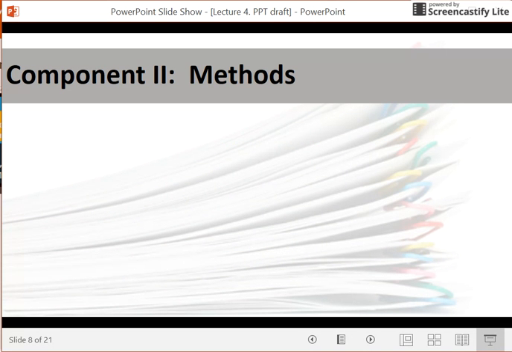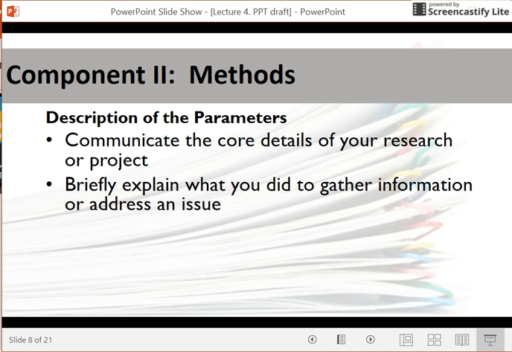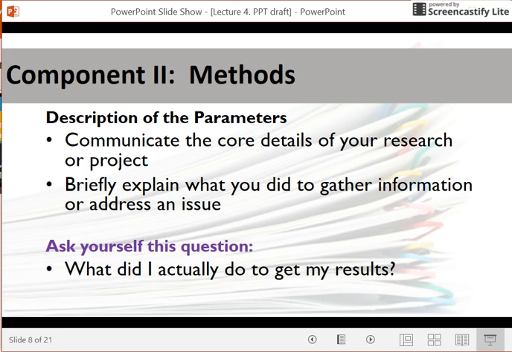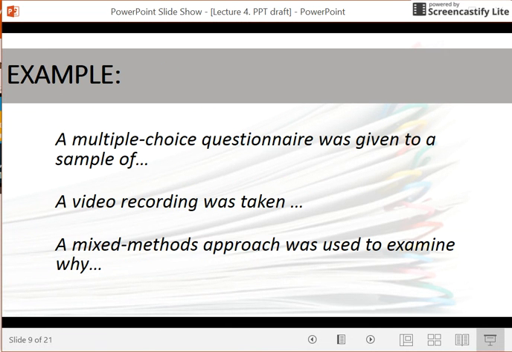Component 2, methods. This is a description of the parameters. Communicate the core details of your research or project, and briefly explain what you did to gather information or to address an issue. As you're writing this, ask yourself this question: what did I actually do to get my results? Here are some examples.